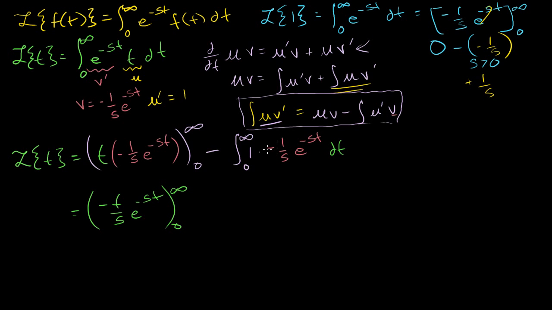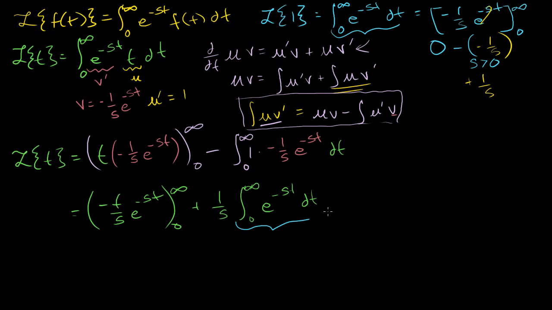And then we can take this, well, this is just 1. 1 times anything is 1, so we can just not write that. And then bring the minus 1 over s out. So if we bring the minus 1 over s out, this becomes plus 1 over s times the integral from 0 to infinity of e to the minus st dt. And this should look familiar to you. This is exactly what we solved for right here. It was the Laplace transform of 1.